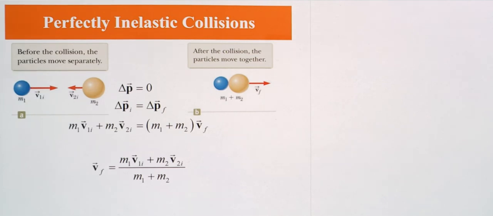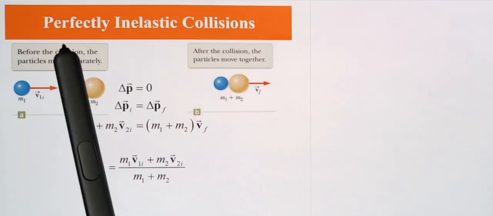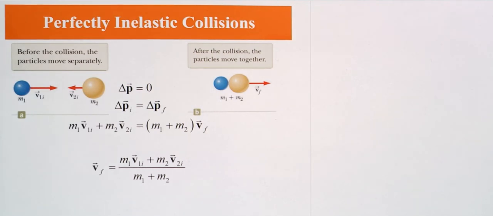So the first type of collision we call perfectly inelastic collision. Some books will call it complete inelastic or total inelastic collision. Here we call it perfectly inelastic collision. It has one quality: the two objects will stick to each other after the collision. If they stick to each other after the collision, we call it perfectly inelastic or total inelastic collision.